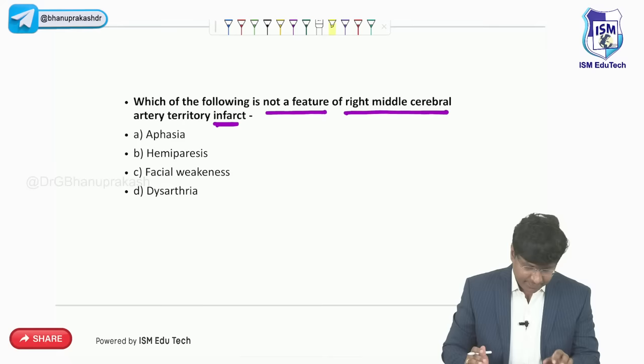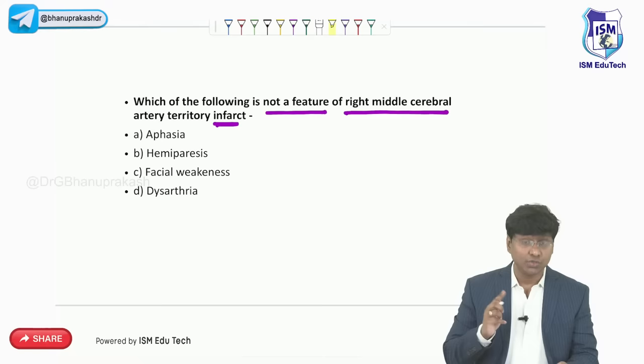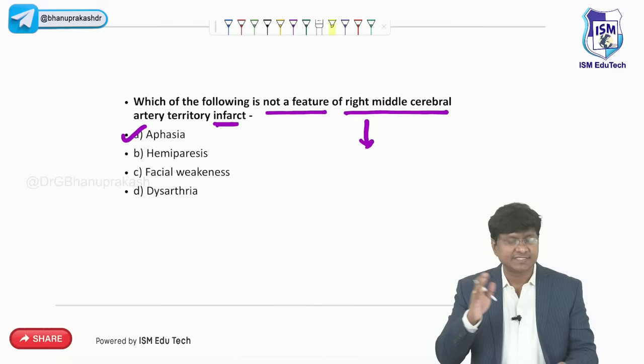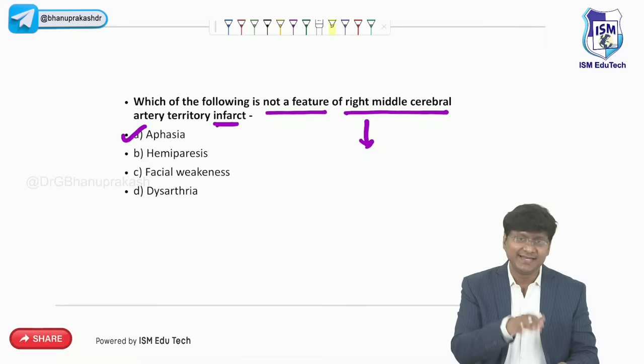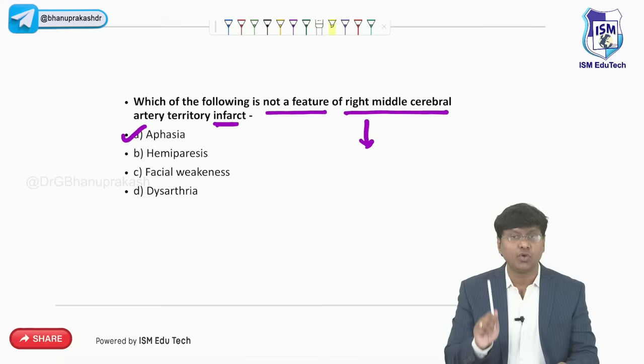Which of the following is not a feature of the right middle cerebral artery territory infarct? Right, so that is your aphasia. Why? Because the right middle cerebral artery supplies the right cerebral hemisphere, and we don't have the speech areas on the right side. We have the speech areas on the left side. So that is the reason why a right middle cerebral artery territory infarct will not cause the development of aphasia.